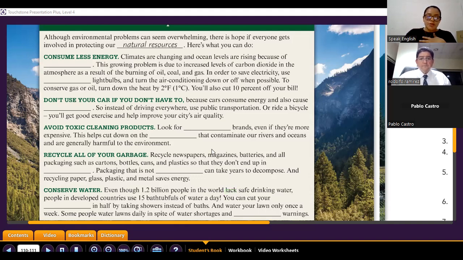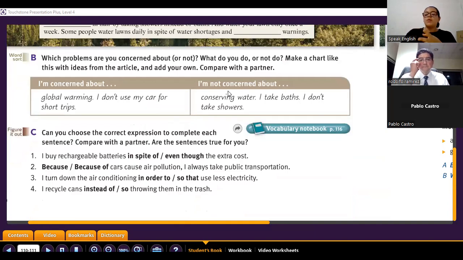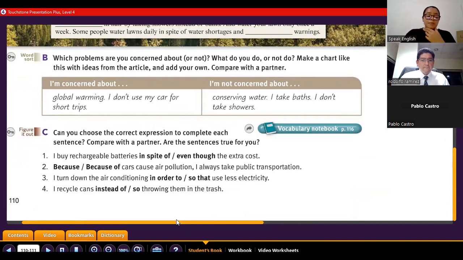Excellent. So we answered those questions about the reading. And now we are going to continue with the grammar topic of today. Before we cover this grammar topic, I want you to help me do this exercise. Rodolfo, please read letter C. Can you choose the correct expression to complete each sentence? Compare with a partner. Are the sentences true for you? Okay, very good. I want you to do them alone. Right now, Rodolfo, you do the four sentences. Pablo, you do the four sentences. And then we are going to compare our answers. You have 3 minutes. Okay, got it.